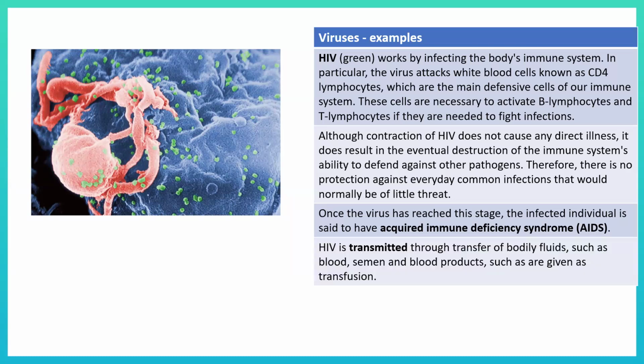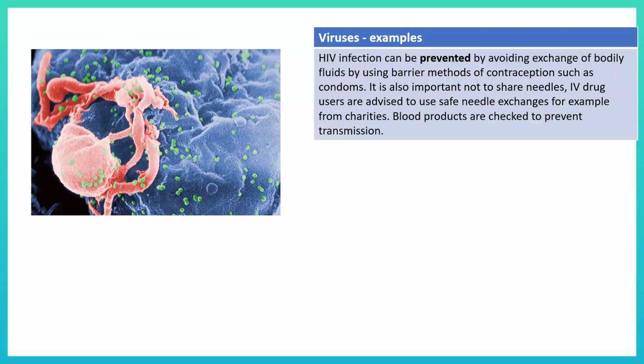So HIV is transmitted through bodily fluids such as blood or semen or blood products. So you might be aware of the blood scandal that happened in the UK where people with blood disorders were given infected infusions of blood. They have got it through that route as well.